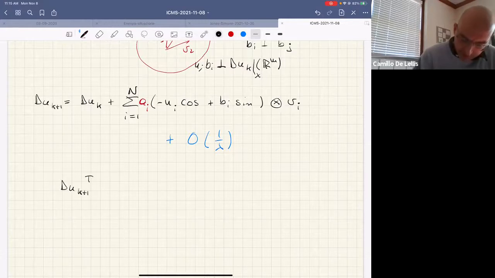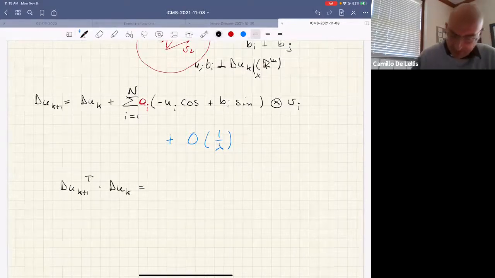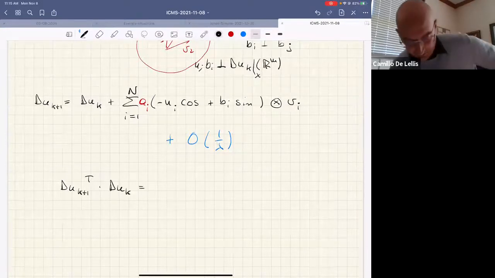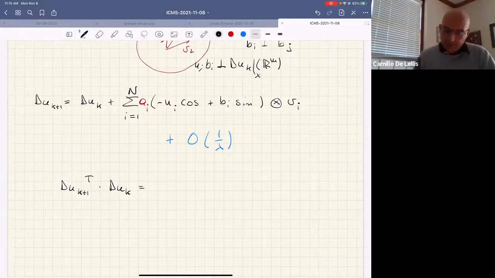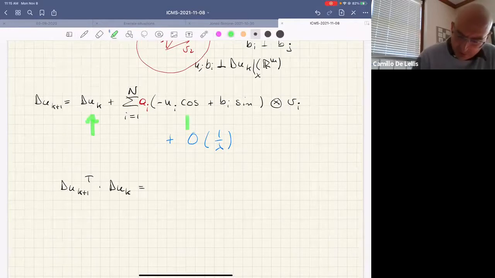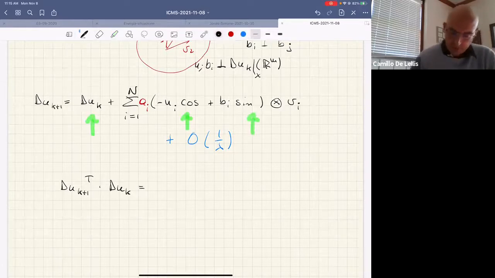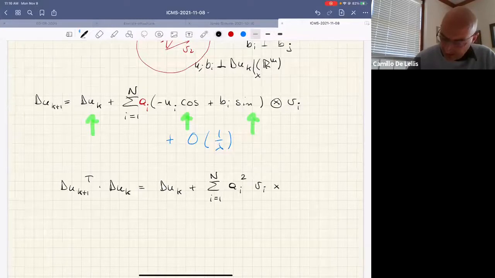Okay, so if you're looking at what happens now when I take du_{k+1} transpose times du_k, it's just a slightly more complicated linear algebra computation, but because of the orthogonality conditions among all these pieces, I don't actually get mixed terms. You can just check the computation yourself. What you're actually going to get is the following: du_k, and the sum of the squares of these terms gives me a_i squared v_i tensor v_i, and then there's a big O of 1 over lambda.